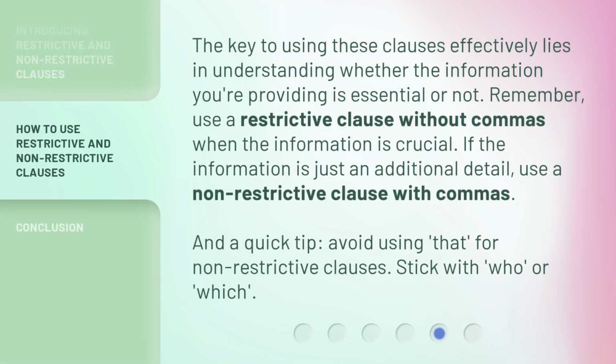The key to using these clauses effectively lies in understanding whether the information you're providing is essential or not. Remember, use a restrictive clause without commas when the information is crucial. If the information is just an additional detail, use a non-restrictive clause with commas. And a quick tip: avoid using that for non-restrictive clauses. Stick with who or which.